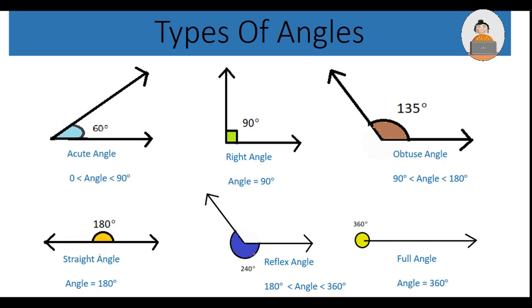Fourth is the straight angle, an angle which is 180 degrees. Fifth is the reflex angle, an angle which is greater than 180 degrees but less than 360 degrees, as you can see in the figure. Last one is the full angle, which is 360 degrees, as we have already discussed that a full rotation of a circle is 360 degrees.